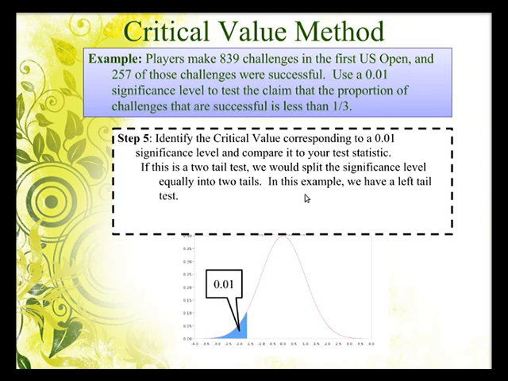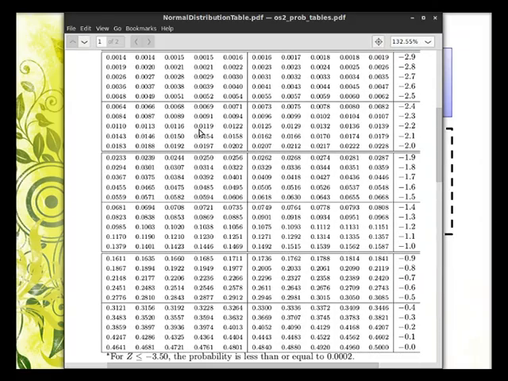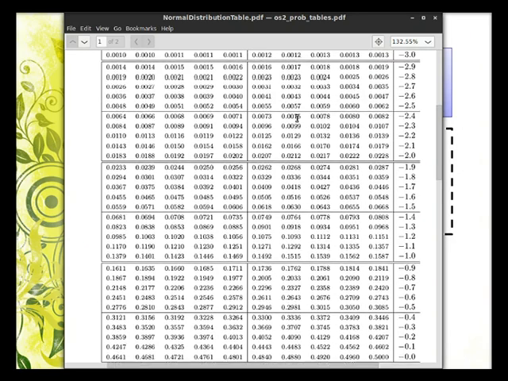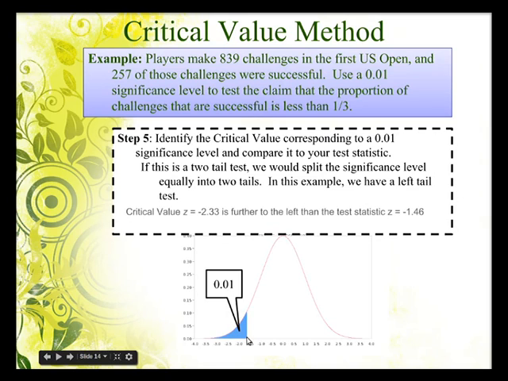So in this case, let me look up 0.01 on my normal distribution chart, which is approximately negative 2.33. So we're going to use negative 2.33 as our critical value. Notice that our critical value, negative 2.33, was further to the left than our test statistic, negative 1.46.